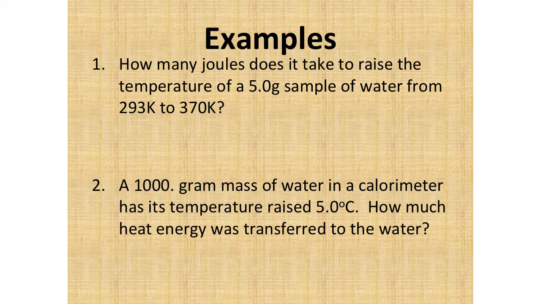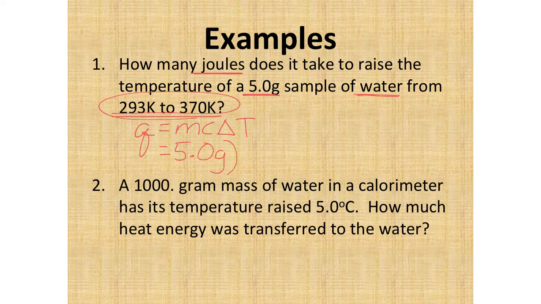All right, in example number 1, we are solving for joules, so we are solving for heat. How much heat does it take to raise the temperature of a 5-gram sample of water from 293 to 370 Kelvin? So that is our huge sign that we are using mc delta T. Since we have a change in temperature, our mass is going to be 5 grams. c, the specific heat capacity for water, has a value of 4.18 joules per gram Kelvin. That is on the front of our reference table, on Table B.